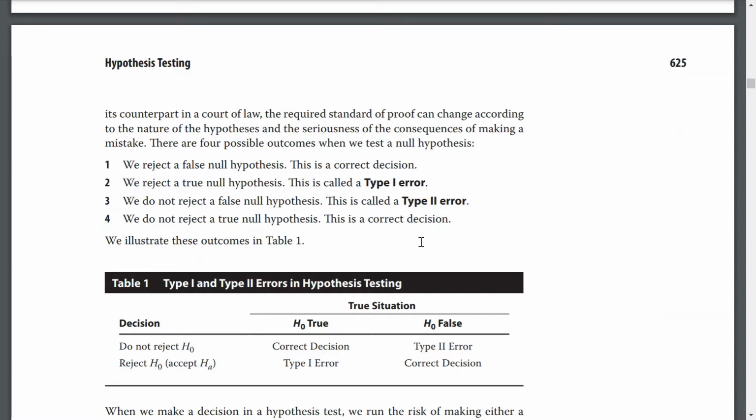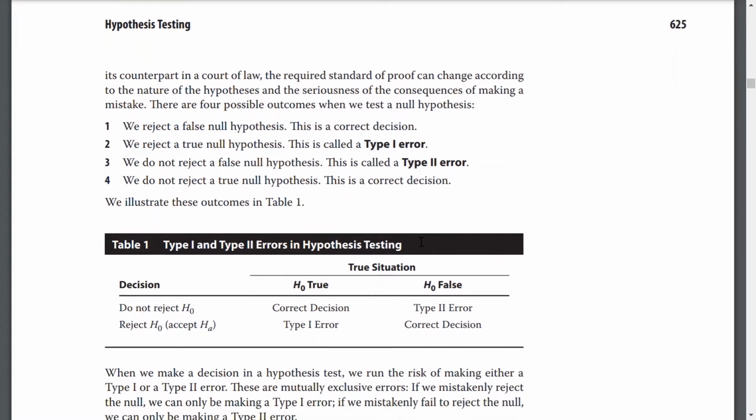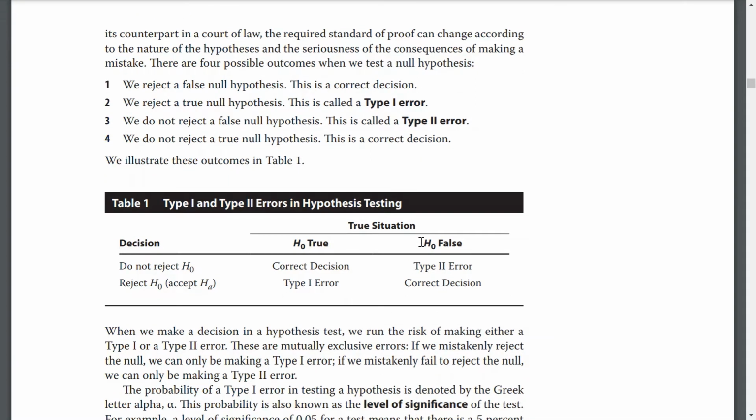of making a mistake. There are four possible outcomes when we test a null hypothesis. One, we reject a false null hypothesis. This is a correct decision. Two, we reject a true null hypothesis. This is a type 1 error. Three, we do not reject a false null hypothesis. This is a type 2 error. And four, we do not reject a true null hypothesis. This is a correct decision. We illustrate these outcomes in table 1.